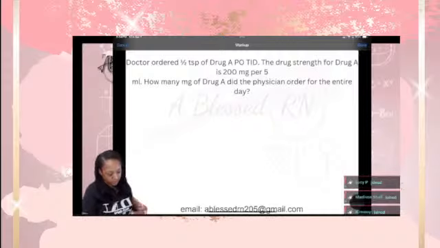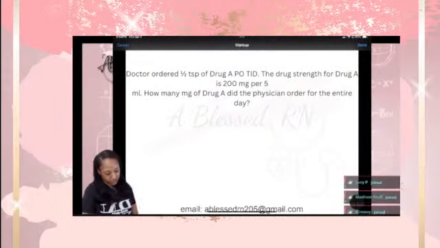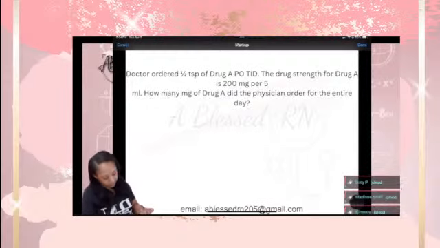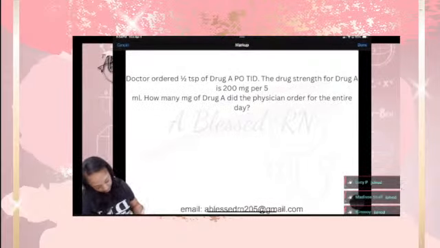Doctor orders a half a teaspoon of drug A by mouth 3 times a day. The drug strength of drug A is 200 milligrams per 5 mLs. How many milligrams of drug A did the physician order for the entire day? Okay. So let's see here. It says that we need half a teaspoonful.